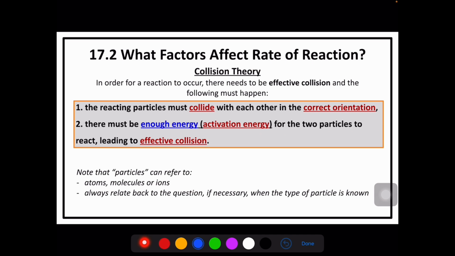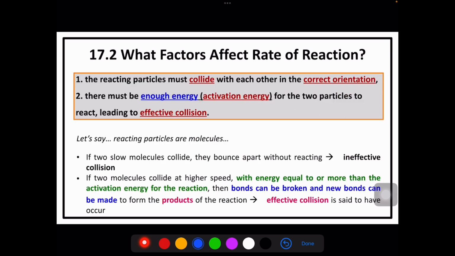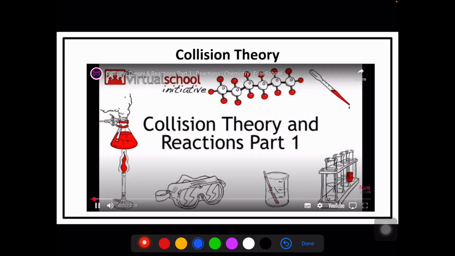So what's the importance of effective collision? Effective collision is the one that allows a reaction to take place. Before any reaction can take place, we don't just look at collision between particles, it must be an effective collision. If you have two particles coming close to one another, they can hit against each other, that means they collide. But if they don't have the correct orientation, or they don't have sufficient energy, then they will bounce off one another, and there's no reaction happening. I think this helps you to have a better understanding, but let's take a look at a video to visualize the process.